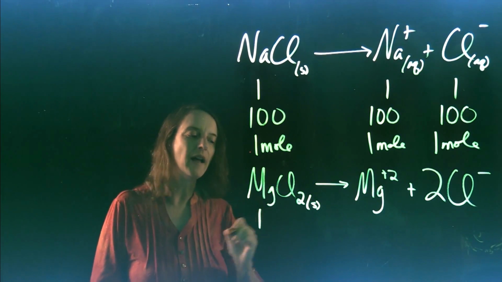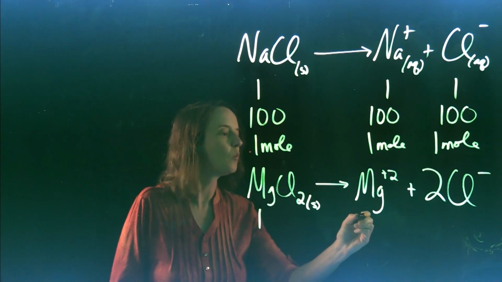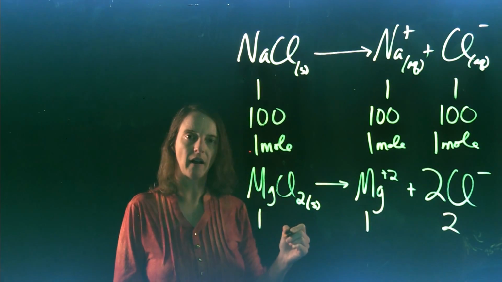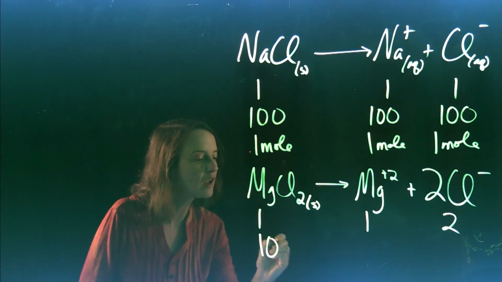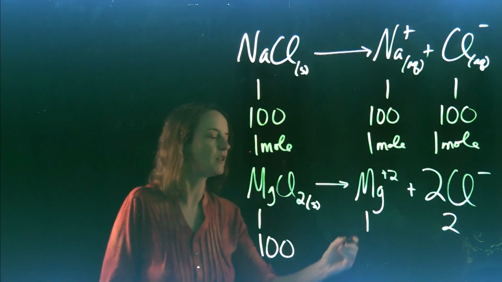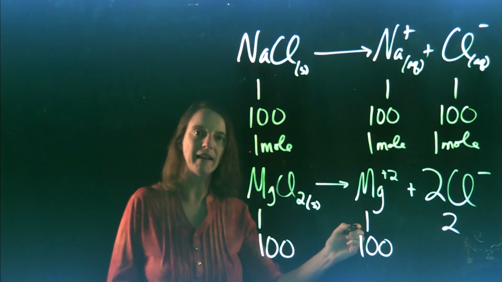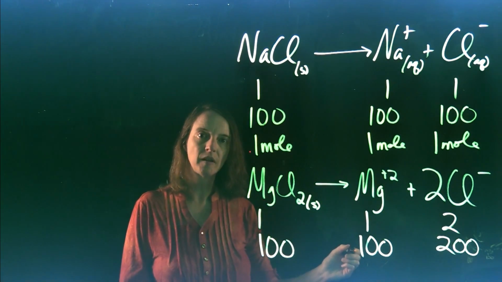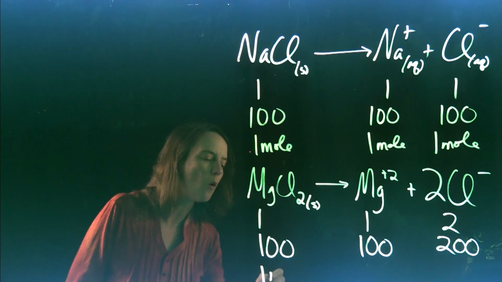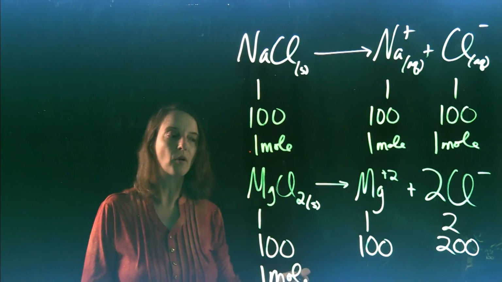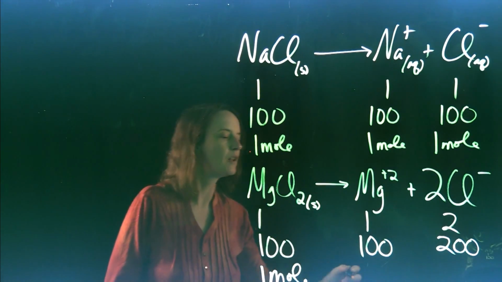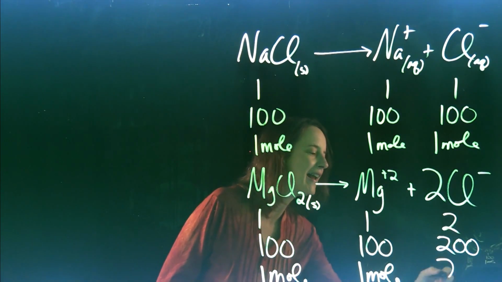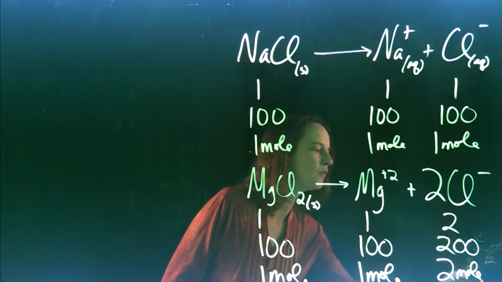So if we had 1 magnesium chloride unit, we would generate 1 magnesium ion and 2 chloride ions. If we had 100 magnesium chloride units, we would generate 100 magnesium ions and 200 chloride ions. Or if we had 1 mole, Avogadro's number of magnesium chloride units, we would generate 1 mole of magnesium ions and 2 moles of chloride ions.